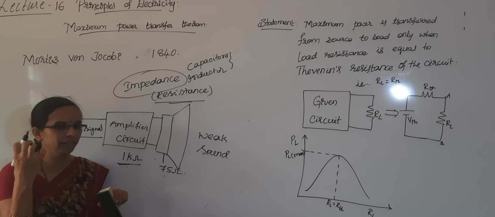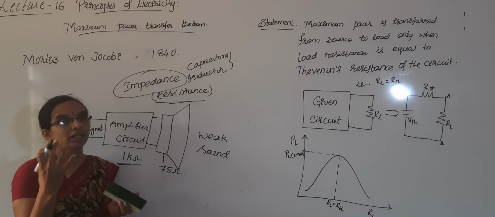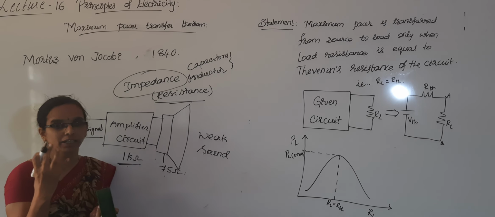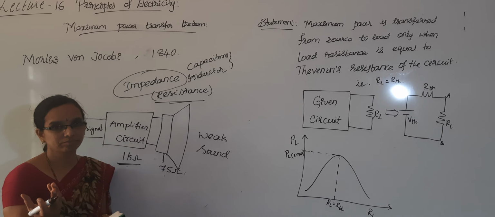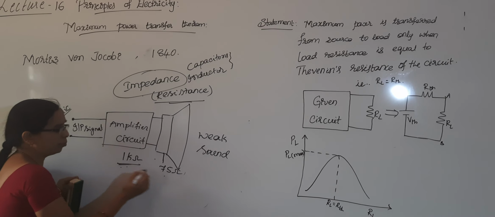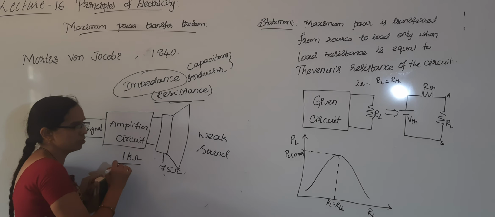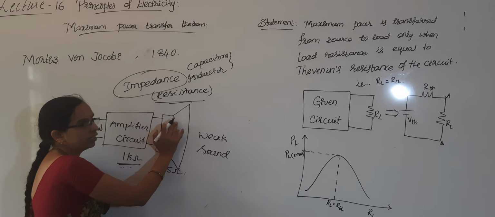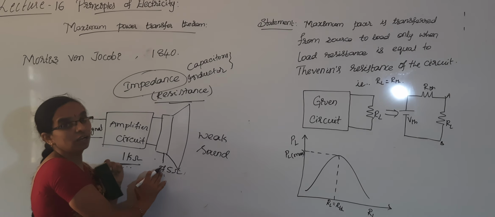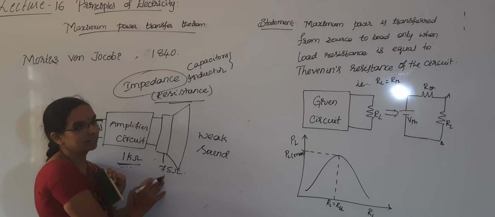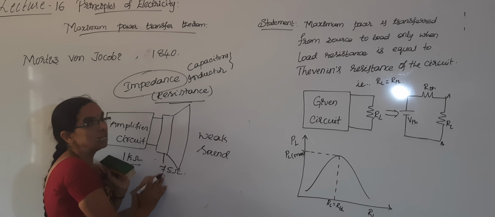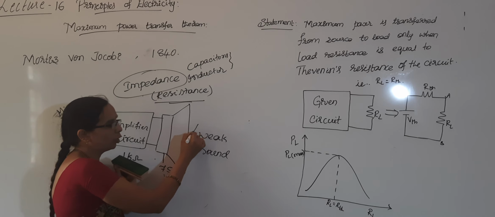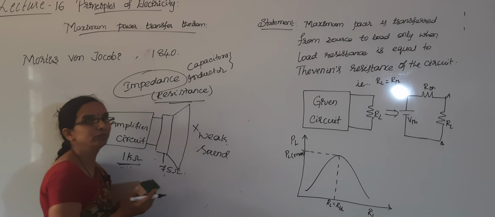Whatever sound you are hearing will not be good or fair. It will be a very weak, very soft sound, and it will not be clear. So whenever there is an impedance mismatch, or a resistance mismatch, between these two devices, when the amplifier circuit is connected to the loudspeaker load, and the loudspeaker resistance does not match the amplifier circuit resistance, what happens? The sound will not be proper; we will hear a weak sound.